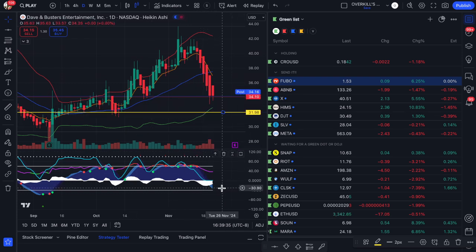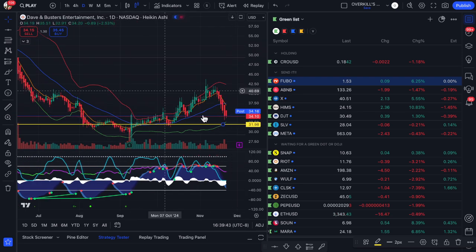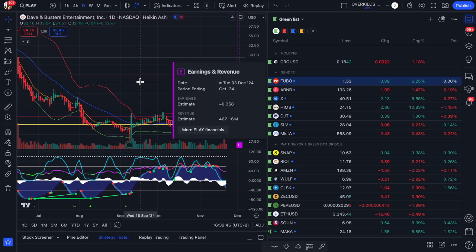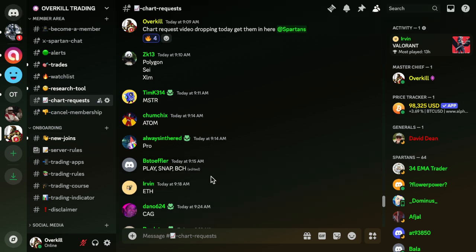But we don't got the confirmation yet. So wait for either the first green candle like that, or a green dot on the indicator, and that's where I take my entry. But this one's setting up really, really nice. Looks like they have earnings next week on December 3rd, so watch their earnings there.